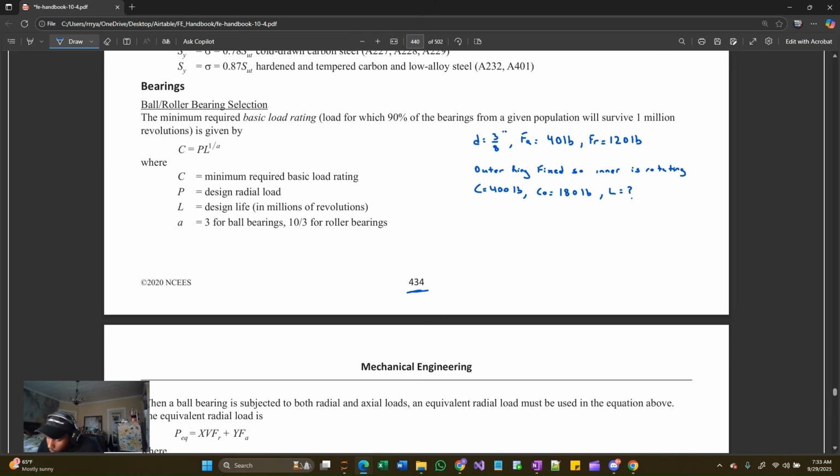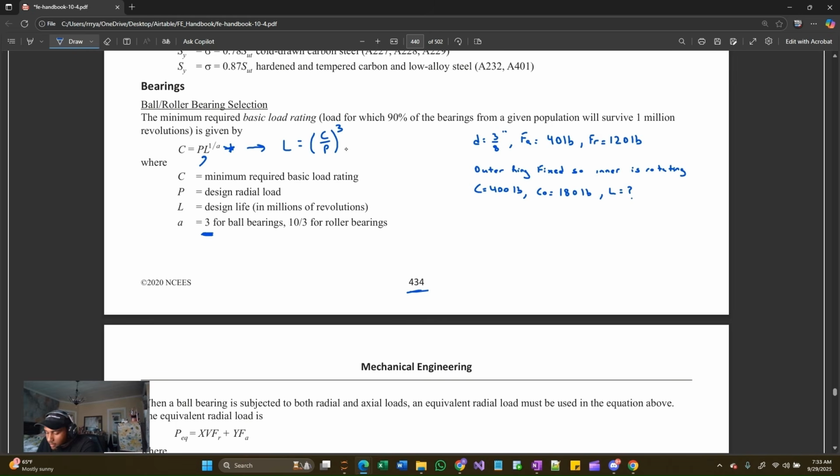You can see that the first equation is a relationship between load rating, life, and applied load. So this is really the equation that we're going to be using. We're using a ball bearing here, so a is going to be equal to 3. If we solve for the life L, that's going to be equal to the ratio of the load rating to the applied load raised to the third power. We just shifted over the 1 over a, so instead of a 1/3 it became a third power.